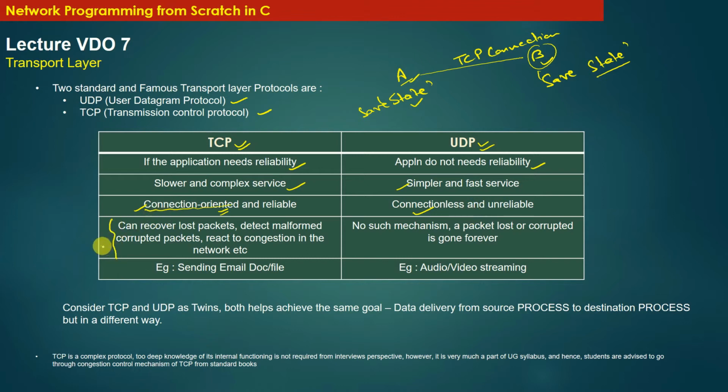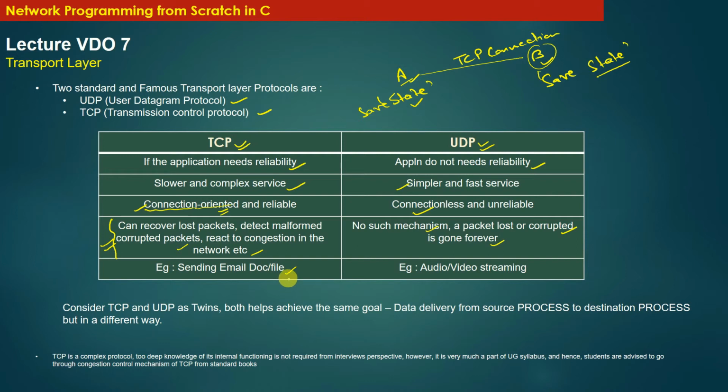Again, TCP protocol has a lot more functionality. It can recover lost packets, it can detect malformed or corrupted packets, TCP reacts to congestion in the network, etc. UDP, on the other hand, has no such mechanism for recovering lost packets, detecting corrupted packets, or reacting to congestion in the network. A packet that is lost or corrupted is gone forever if the application is using UDP as a transport layer protocol. So TCP protocol should be used by applications which are sensitive towards data loss.